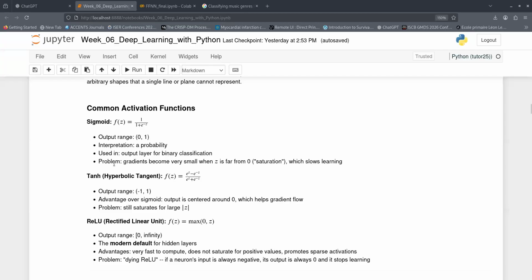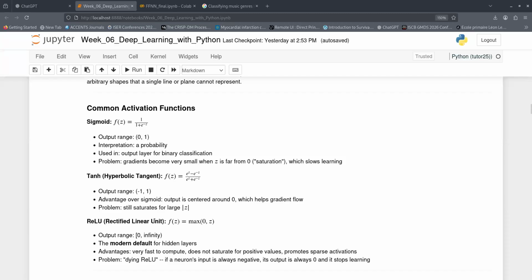But there is one problem with this sigmoid. The gradient becomes very small when z is far from 0. That's what we call the saturation, which slows learning. We are just going to see it. So you have the tanh as well, and you have the ReLU. We are going to see all of these every time we talk about neural networks.